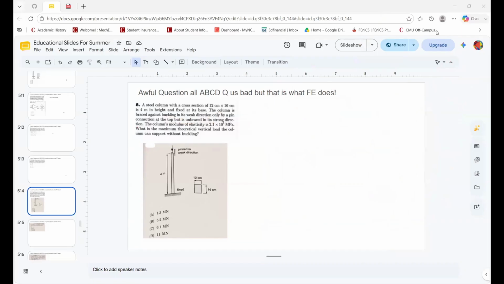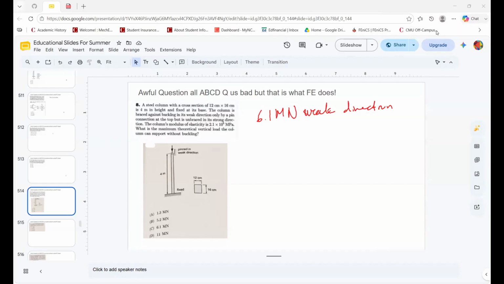Okay, so we know already from previously that it's 6.1 meganewtons for the weak direction. So I should probably read this. A steel column with a cross-section of 12 by 16 is 4 meters in height and fixed to the base. The column is braced against buckling in the weak direction only by a pin connection on the top, but is unbraced in the strong direction. So the strong direction, and the modulus is 2.1 times 10 to the 5 megapascals. What is the maximum theoretical vertical load that the column can support without buckling?